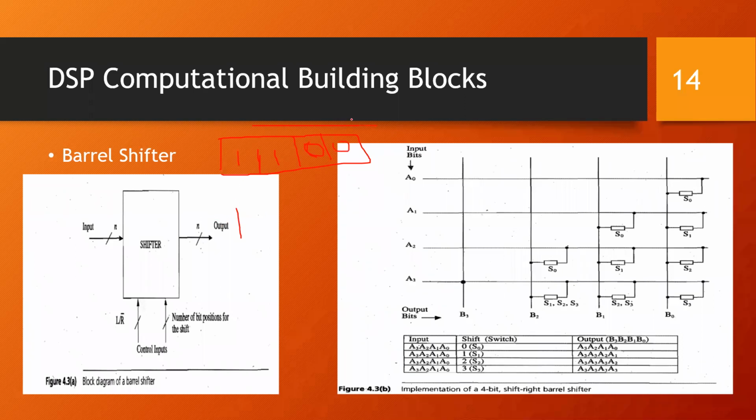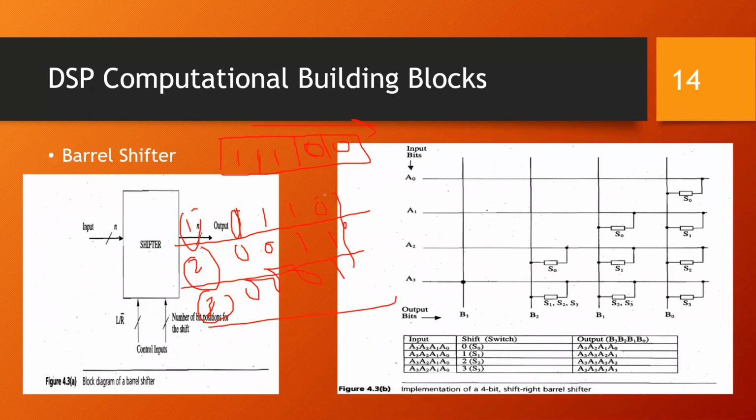Suppose I'll be shifting it towards the right, and the MSB location I'll be storing. The first shift will result in 0, 1, 1, 0. The second shift will result in 0, 0, 1, 1, and the third shift will result in 0, 0, 0, 1. So here you are taking 3 machine cycles in order to implement 3 bits of shift.